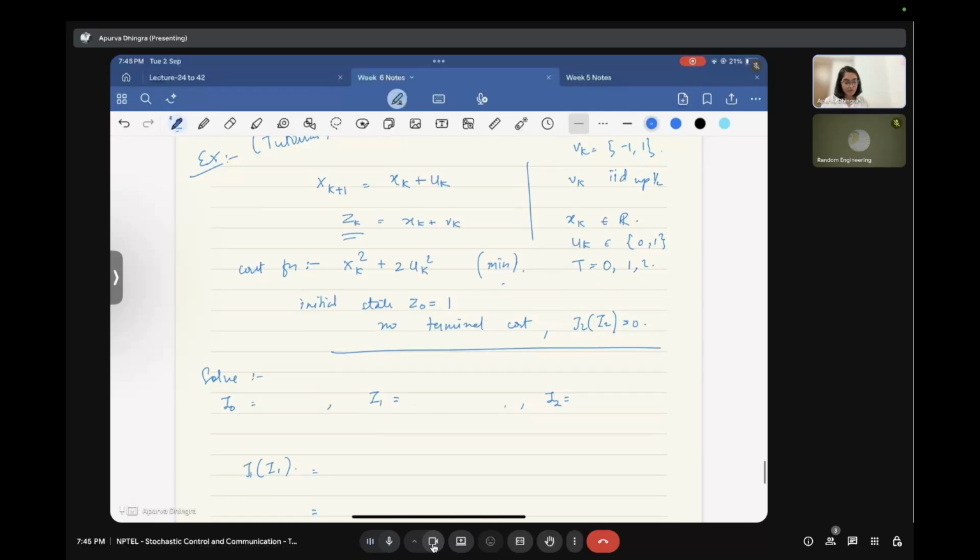I0 is just the observation. It's one only. Let's not put the value, but it's actually 1. It's Z0. Z0 is equal to 1. What is I1? Just the things that are needed, the symbols, not the possible values. I1 is Z0, U0, and Z1. Right? It's going to grow a little every time. And I2 would be Z0, U0, Z1, U1, and Z2.